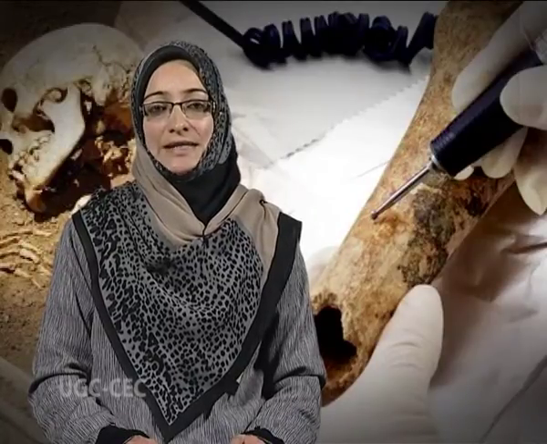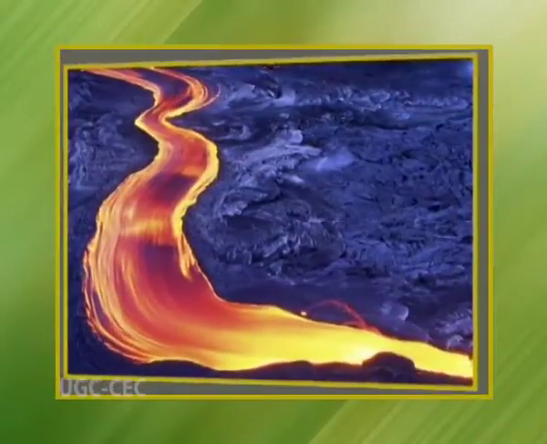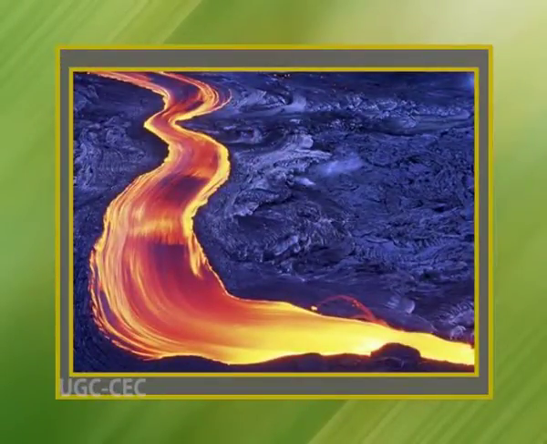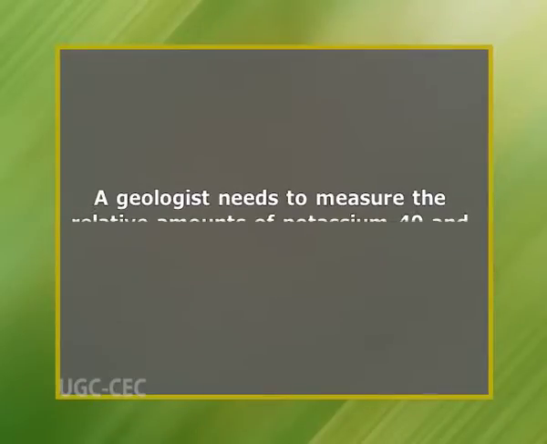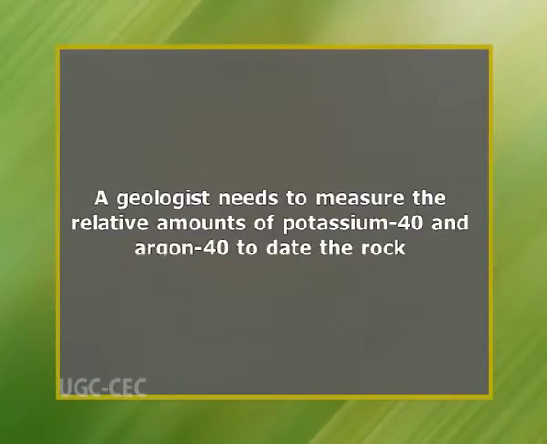Argon, on the other hand, is a gas. Whenever rock is melted to become magma or lava, the argon tends to escape. Once the molten material hardens, it begins to trap the new argon produced since the hardening took place. In this way, the potassium-argon clock is clearly reset when an igneous rock is formed. A geologist simply needs to measure the relative amounts of potassium-40 and argon-40 to date the rock.